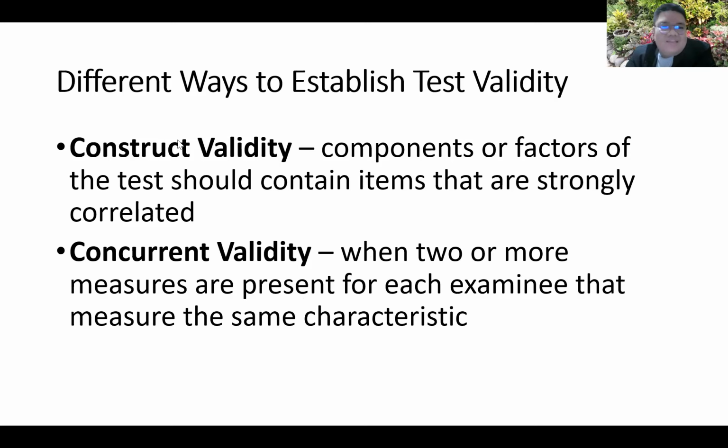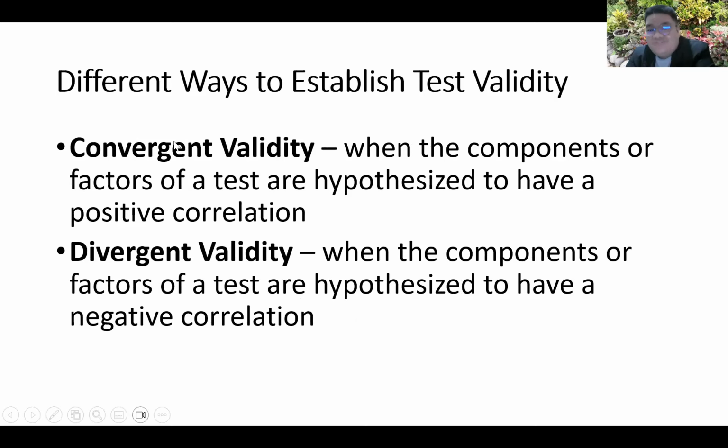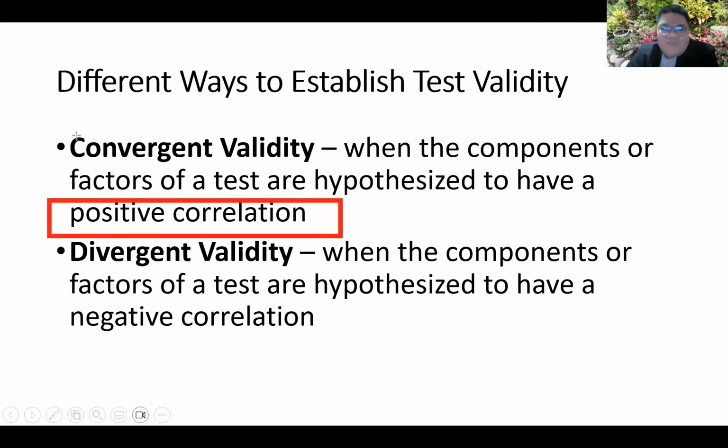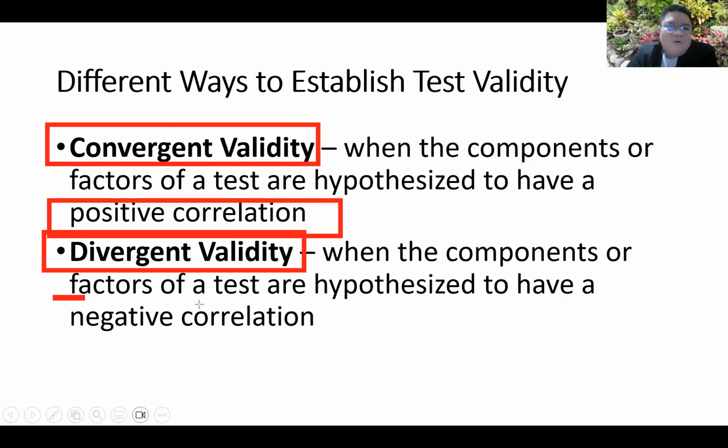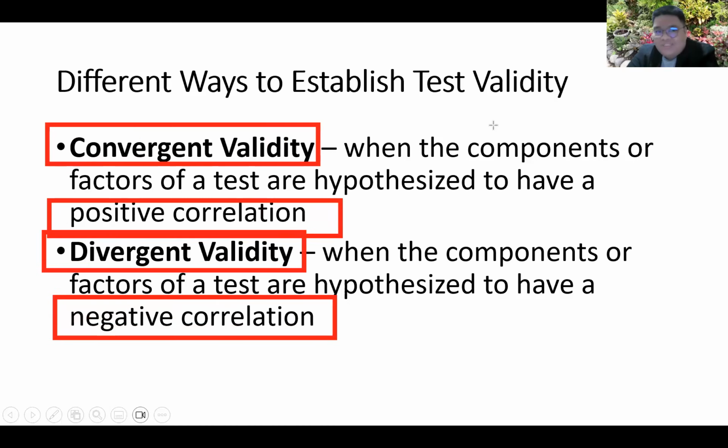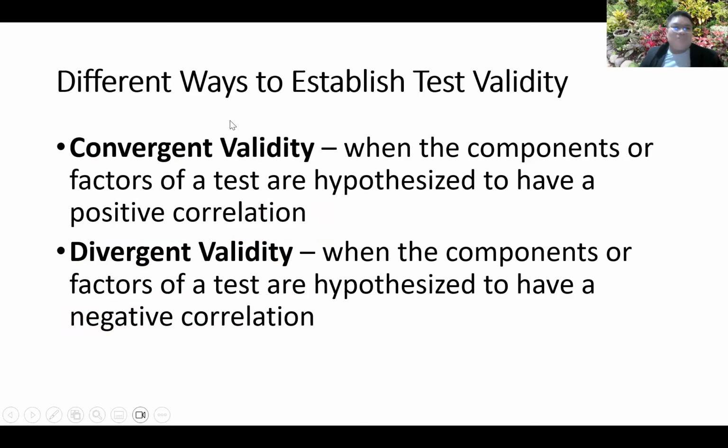Okay? Then another thing is your convergent and divergent validity. So class, pag sinabi nating convergent validity, it means that the components or the factors of the test are hypothesized to have a positive correlation. Yan po yung convergent validity. Pag divergent validity naman, it's hypothesized to have a negative correlation. So again, kapag hypothesized na positive correlation, convergent validity. Kapag hypothesized na negative correlation, divergent validity yung ginagamit natin.